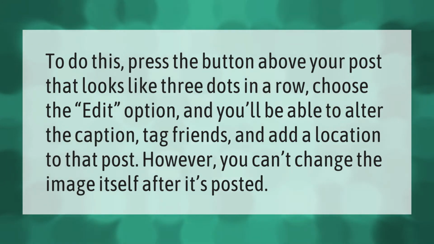To do this, press the button above your post that looks like 3 dots in a row, choose the Edit option, and you'll be able to alter the caption, tag friends, and add a location to that post. However, you can't change the image itself after it's posted.